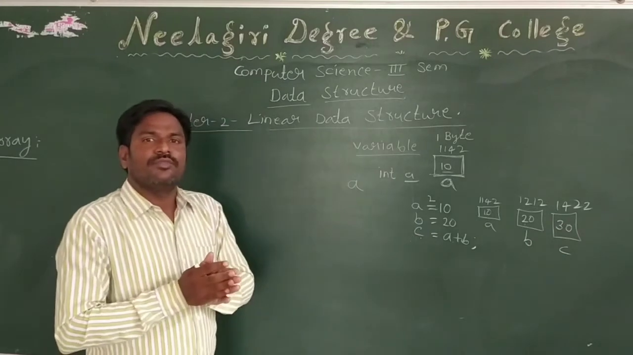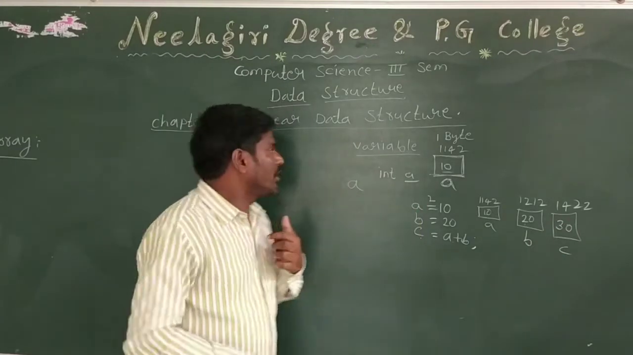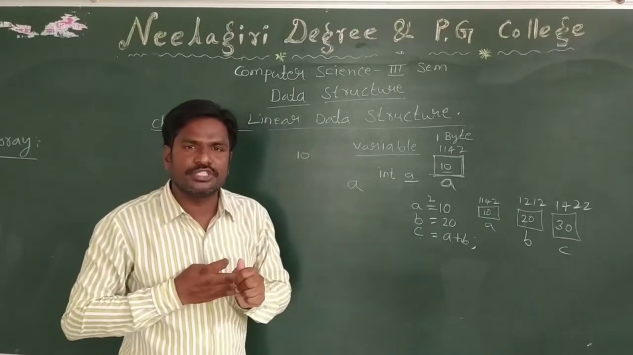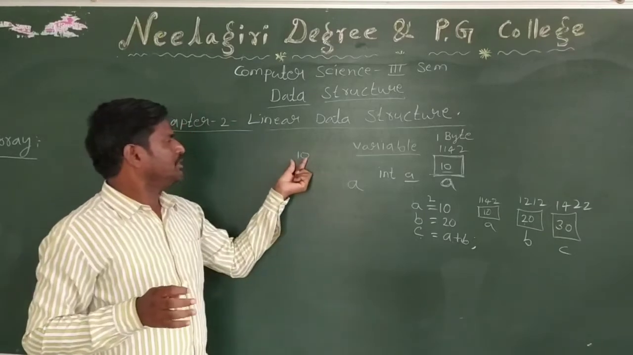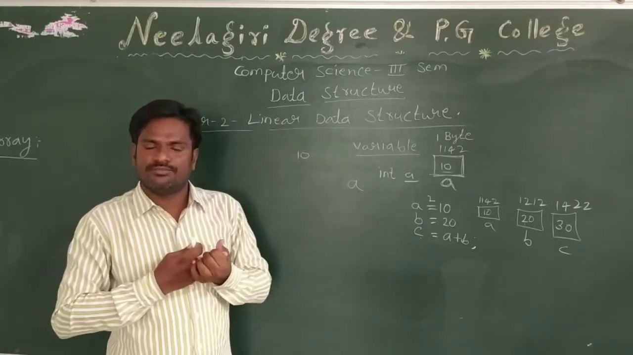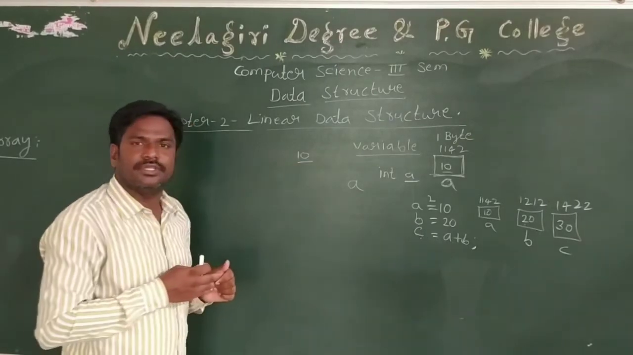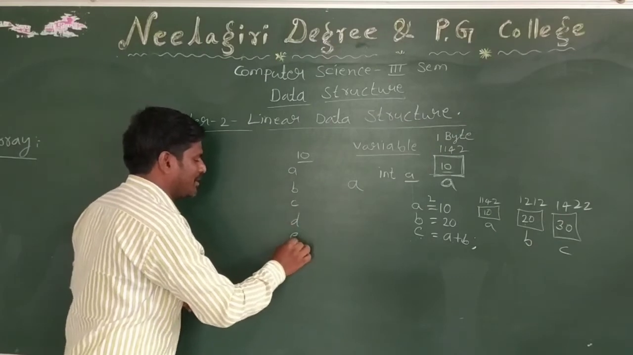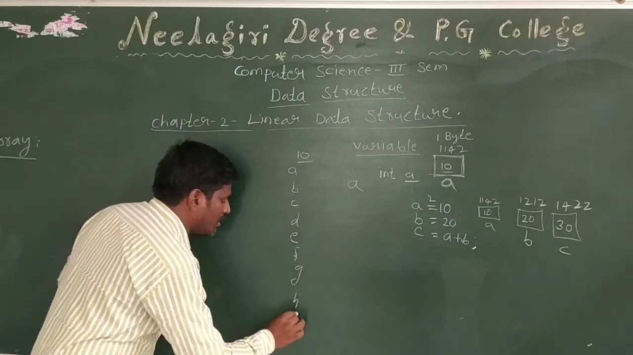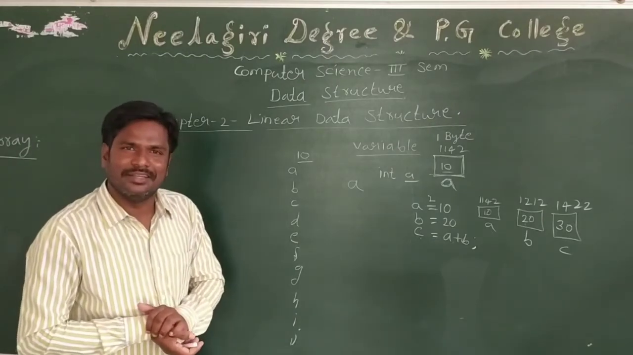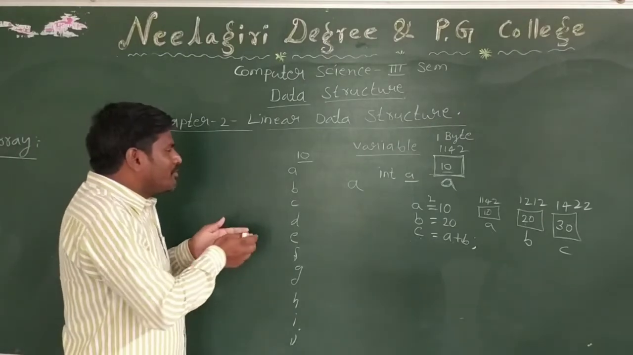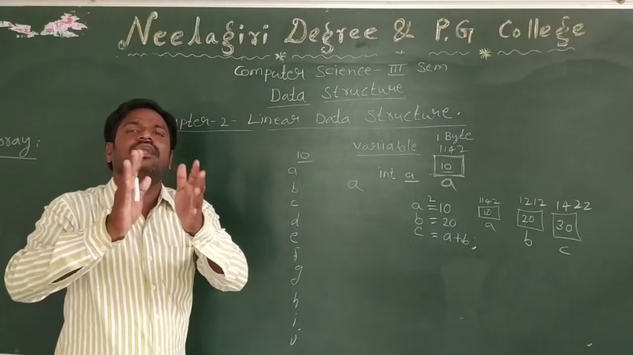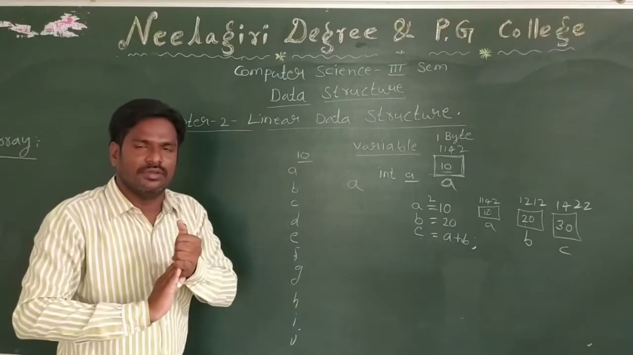For example, suppose I want to read 10 numbers and arrange them in ascending order. Whenever you want to read 10 numbers, we have to declare 10 variables. When there are so many variables, the program may become unreadable and hard to understand.